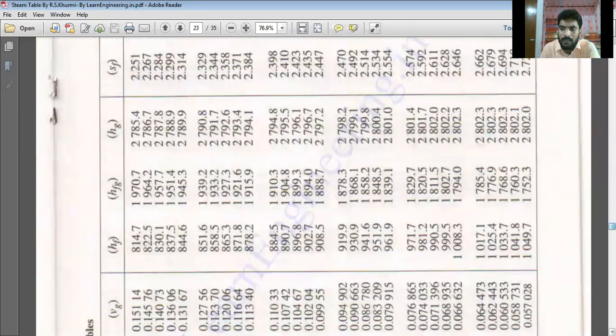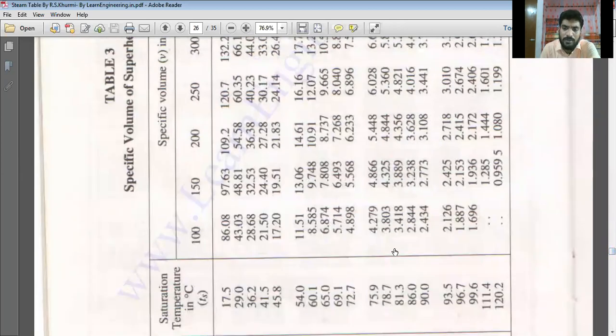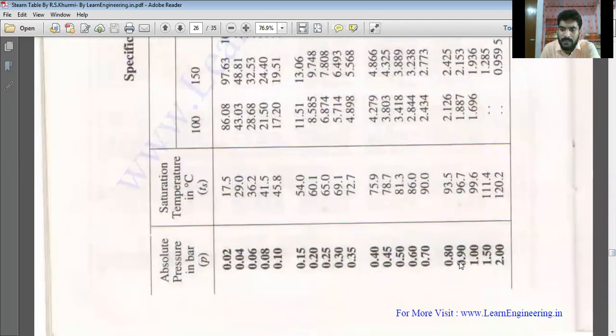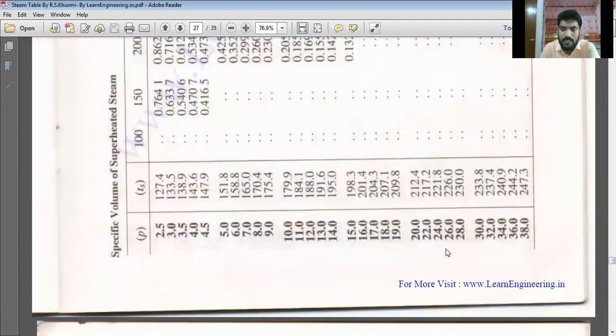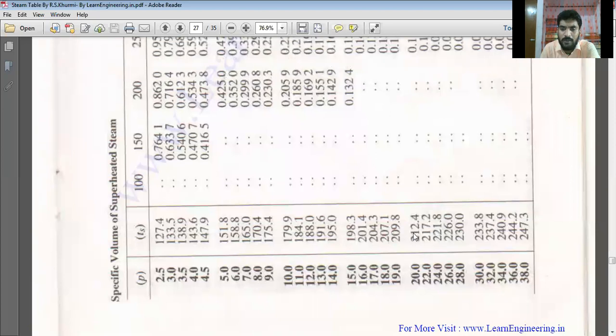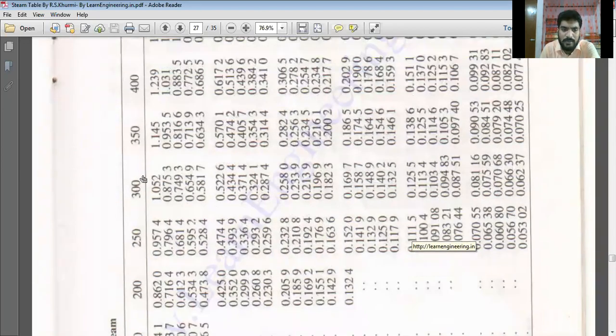Okay. Here this table is the superheating condition. So I want 20 bar pressure. At 20 bar pressure, what are the values at 360 degrees? Here 20 bar pressure, at 360, that means that value is in between 350 to 400.